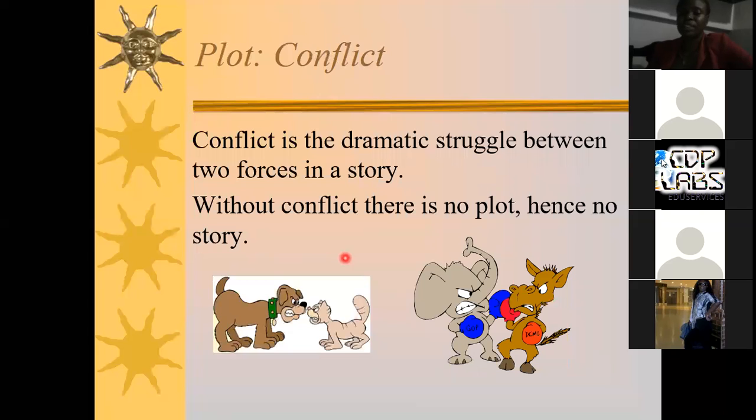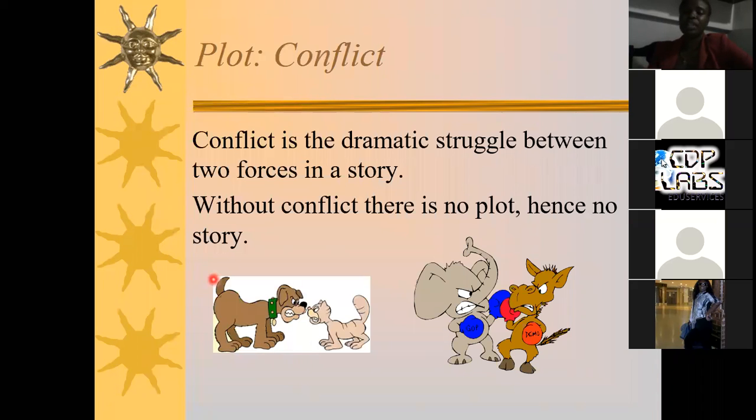What is conflict? It is a struggle between two forces in a story. And like I said earlier, if you do not have a conflict, there is no plot, hence you have no story. And what you will obviously end up with is something that sounds like a report. All right? So bear that in mind for when you start writing your stories. Your story must have a conflict.